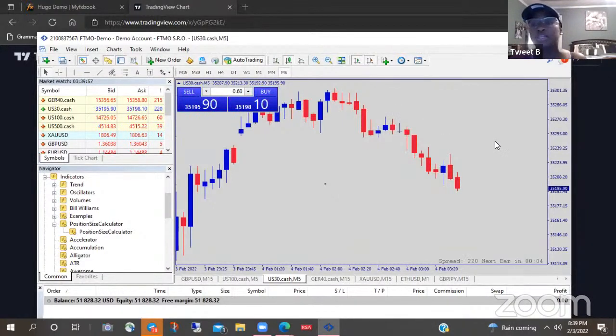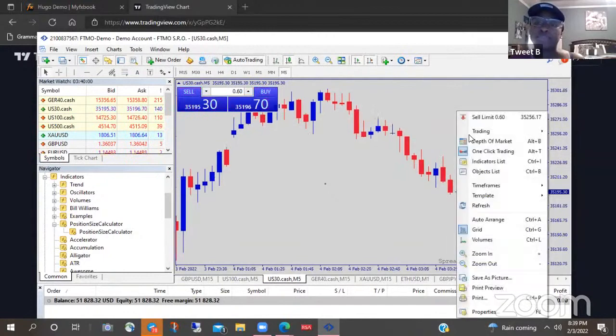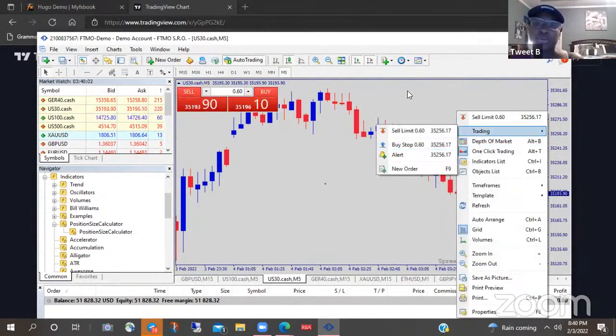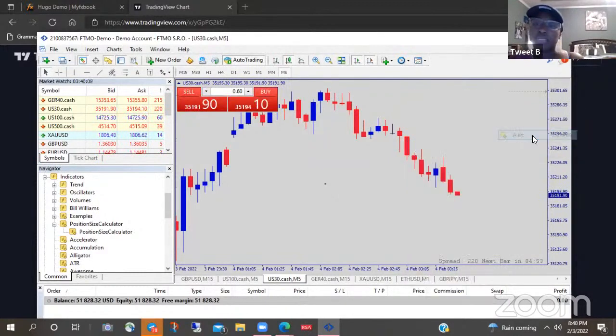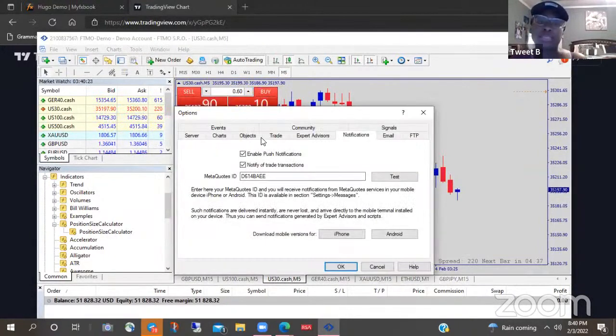Okay. So the ones that I know in actual MT4, of course, when you left click, you can click trading. And this is going to give you this little bell here. So when it hits here, it'll give you an alert. Now, same thing like you do with TradingView, you want to come over here to tools, go to options, and enable the notifications. All these different tabs are here. So let's enable notifications. Enable push notifications.